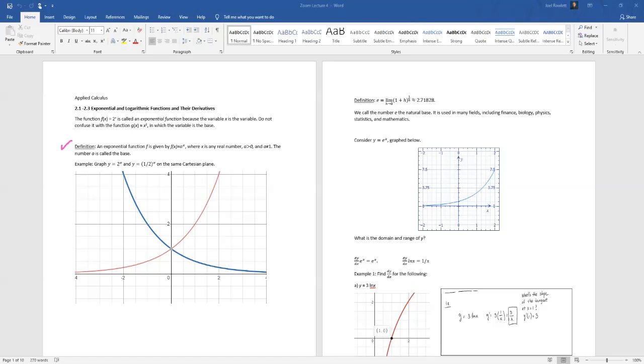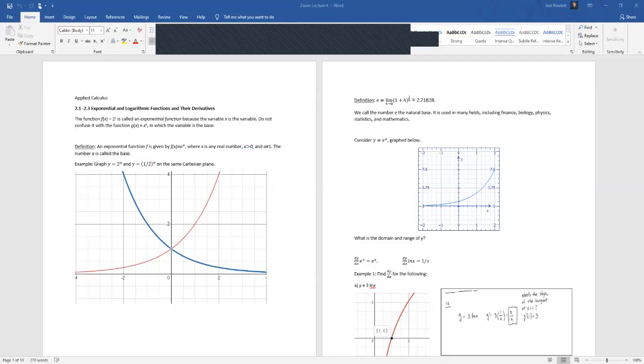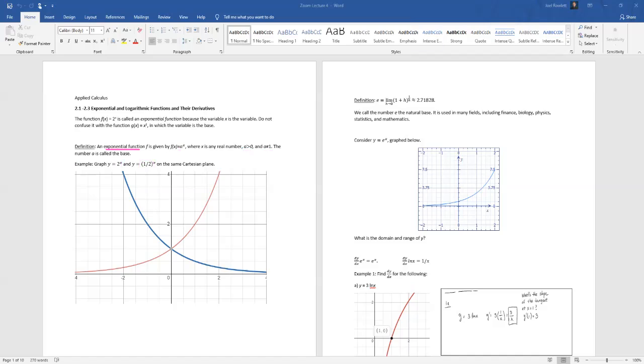So if you look at this example, our base here is 2, and our base here is 1/2, which is perfectly legal because it says in the definition that a has to be positive, but it cannot be 1, and we did not violate that definition by using a 2 or a 1/2. So as long as a is a positive number that's not 1, then you have an exponential function, as long as a is the base, of course, and the exponent is your variable.